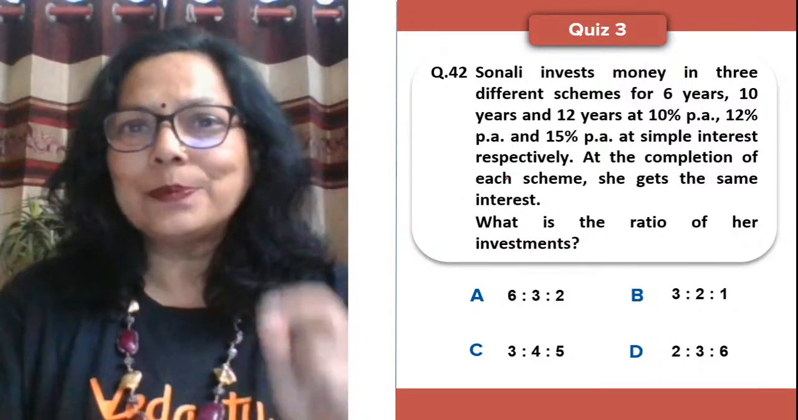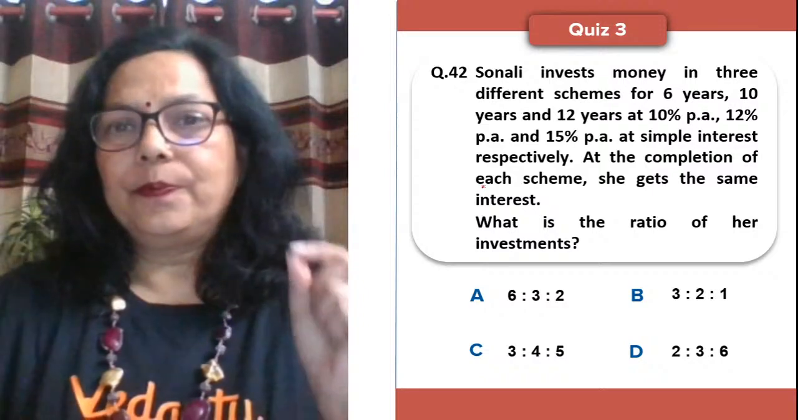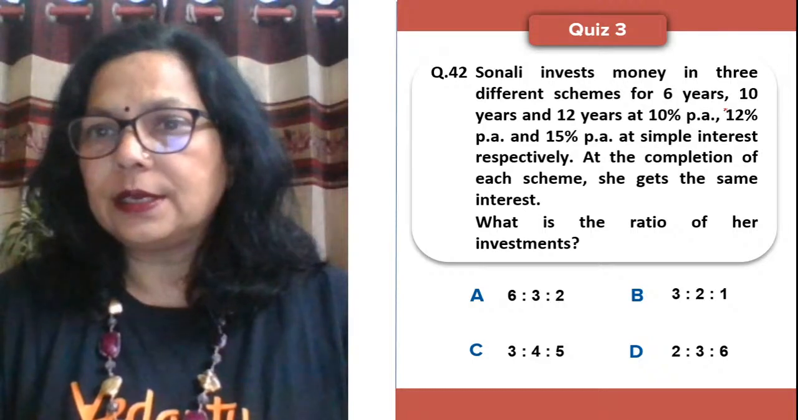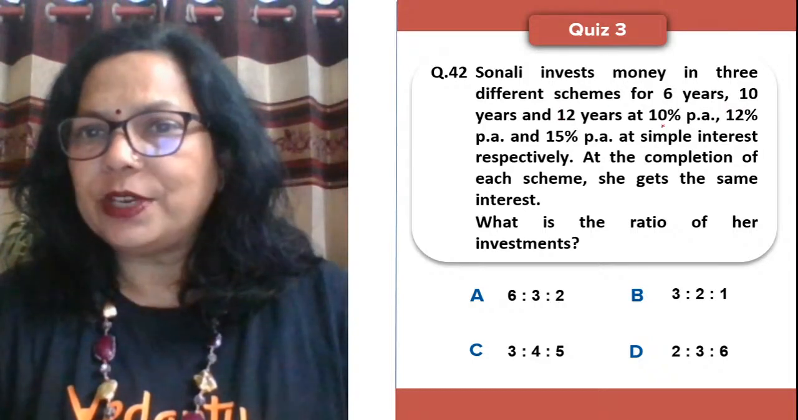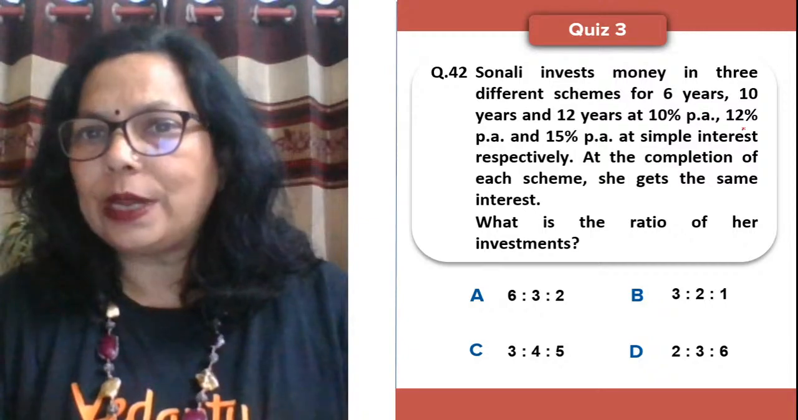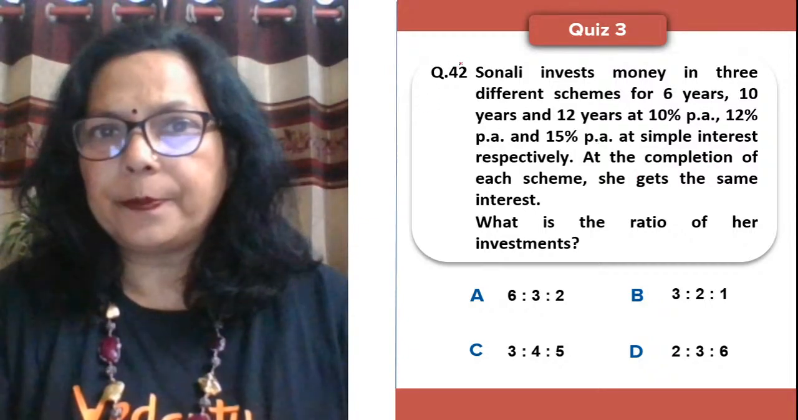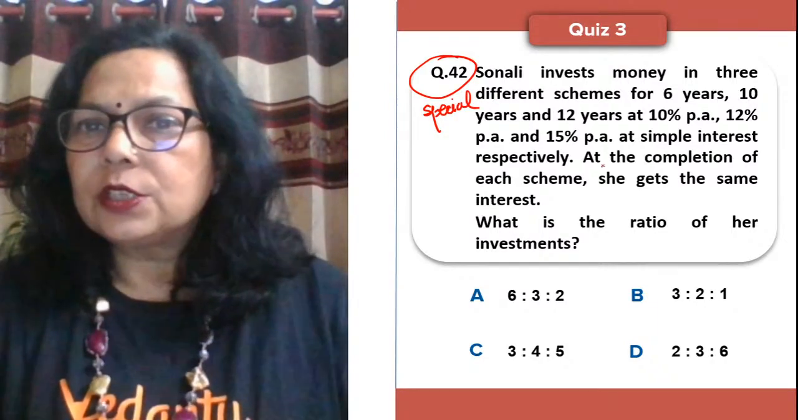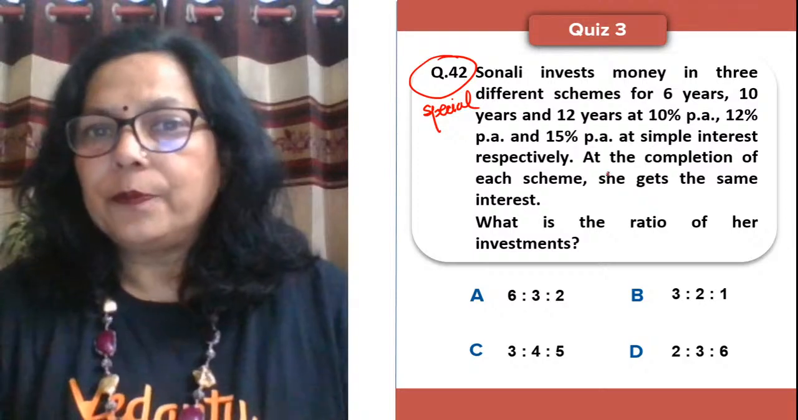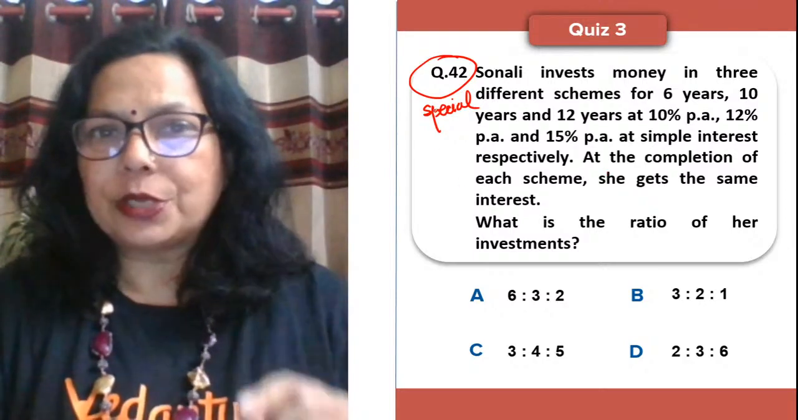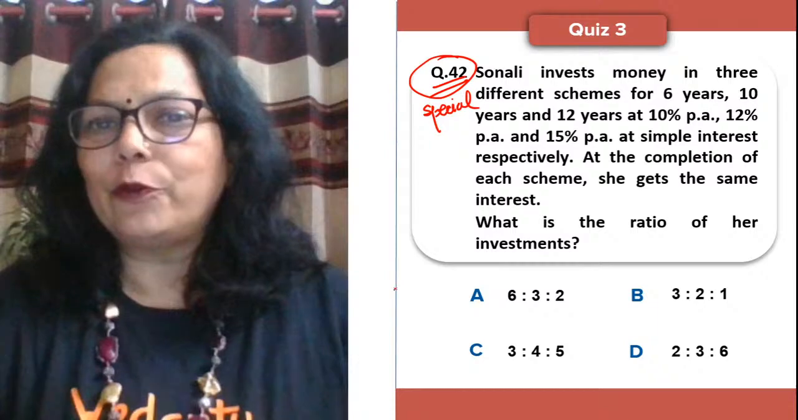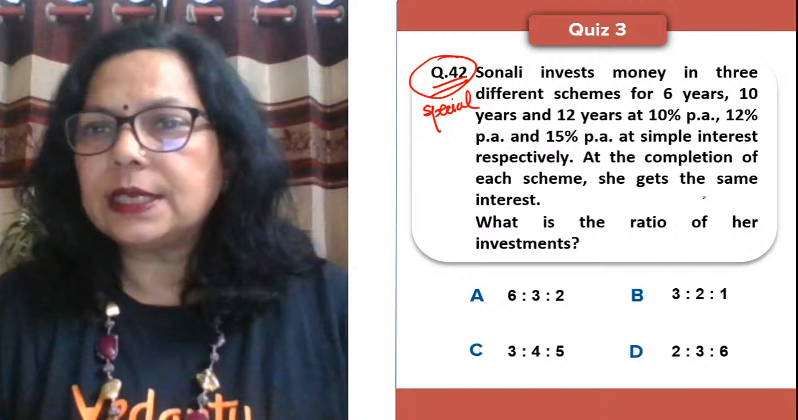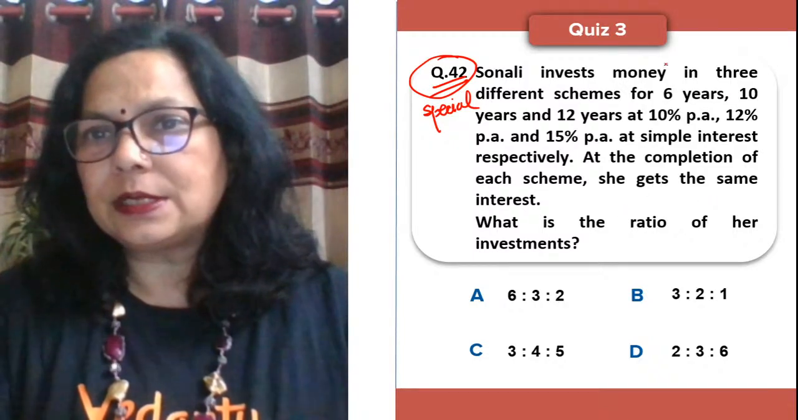My wonderful little champs. Sonali invests money in 3 different schemes. It is a little tricky, for 6 years, 10 years and 12 years at 10% per annum, 12% per annum and 15% per annum. This is a special question. At simple interest respectively. All those who are not watching now but will watch later, please do this question number 42. At the completion of each scheme, she gets the same interest. That means interest is same.